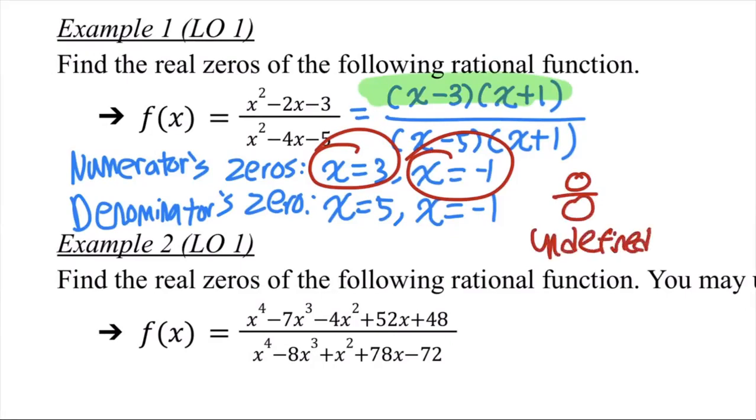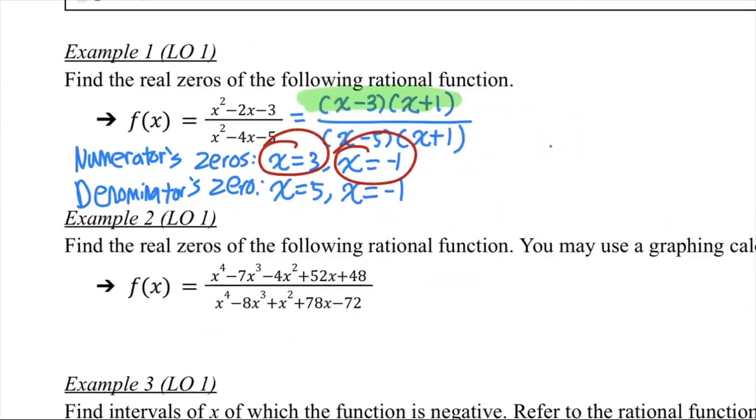So if we take a look, x is equal to 3 is absolutely correct, because that zero does not occur in the denominator. However, x is equal to -1 does occur as the denominator's zero. So that is not a zero of the entire rational function. Therefore, x is equal to 3 is the only zero of this entire rational function.